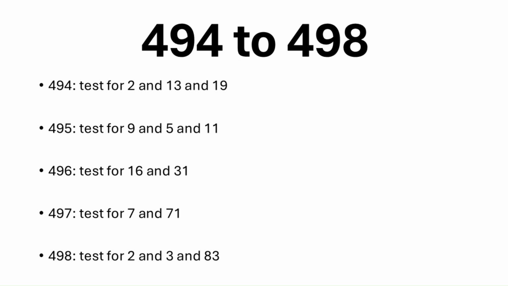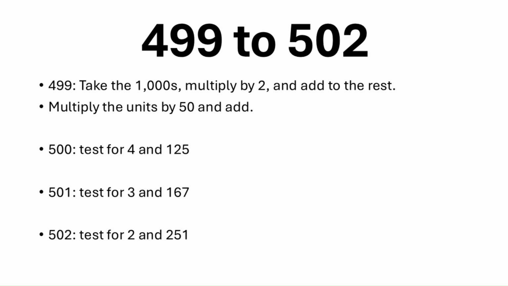495, test for 9 and 5 and 11. 496, test for 16 and 31. 497, test for 7 and 71. 498, test for 2 and 3 and 83. 499, take the 1000s, multiply by 2, and add to the rest. Multiply the units by 50 and add. 500, test for 4 and 125. 501, test for 3 and 167. 502, test for 2 and 251.